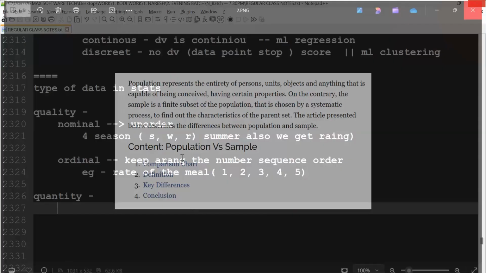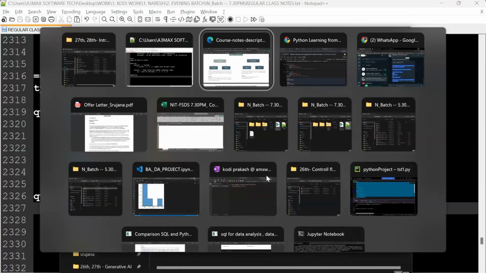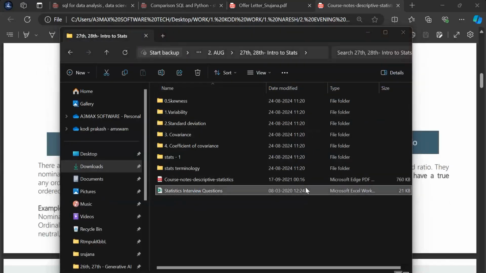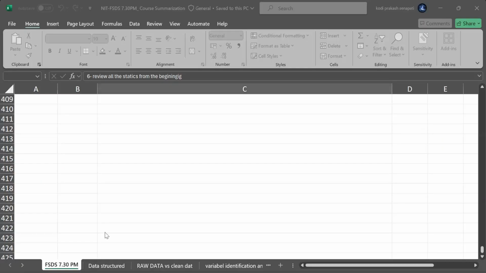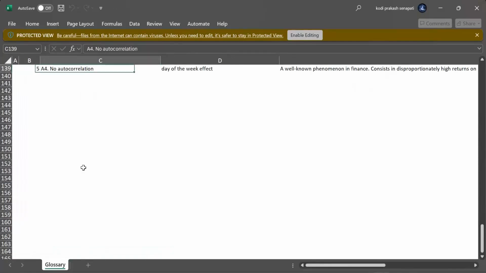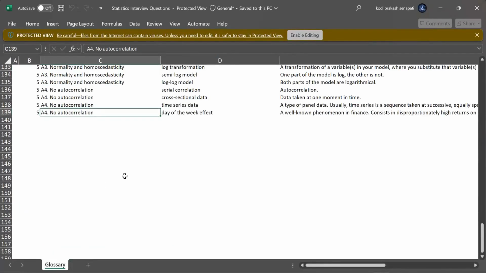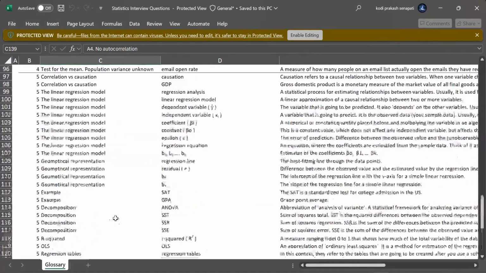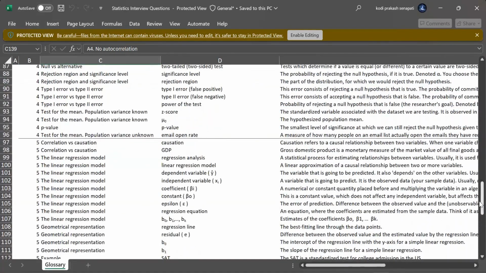Okay, let's close it, and I will share a question bank of statistics interview questions. You don't get interview questions out of the box, guys. If you prepare these questions, almost 100 questions, maybe 138. Do you remember what multicollinearity is?